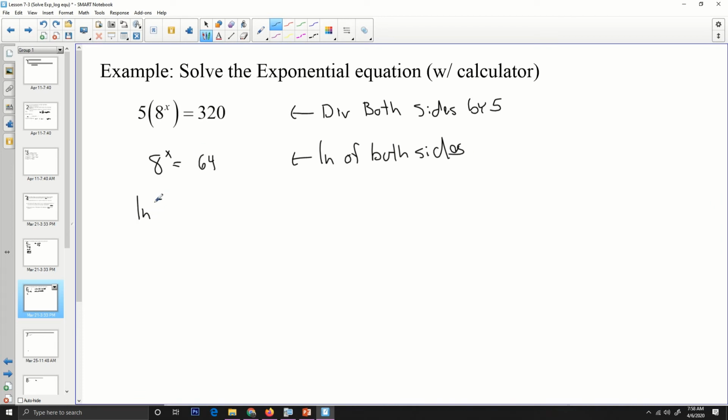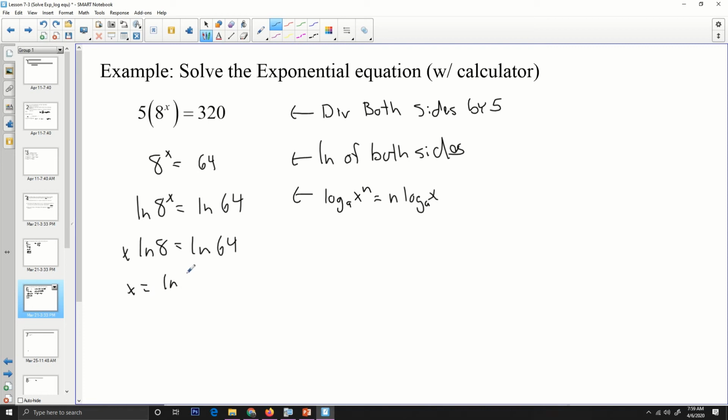And so we'll go ln 8 to the x equals ln 64. Now you could use log, I'm just using ln because it's shorter. Then I'm going to apply the property log base a of x to the n equals n log base a of x. That's what I want. So I'm going to bring that x down: x ln 8 equals ln 64. And then x equals the ln of 64 over the ln of 8.